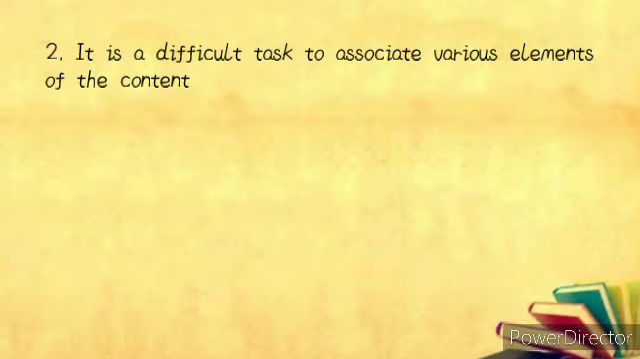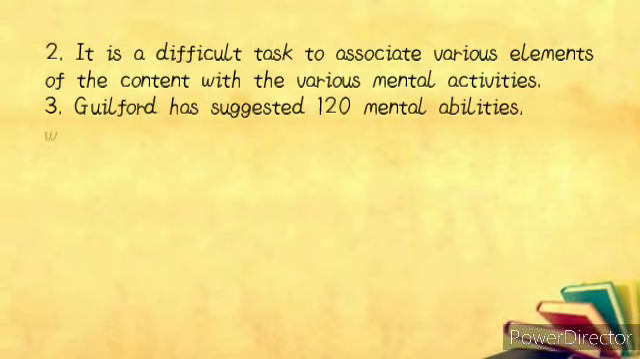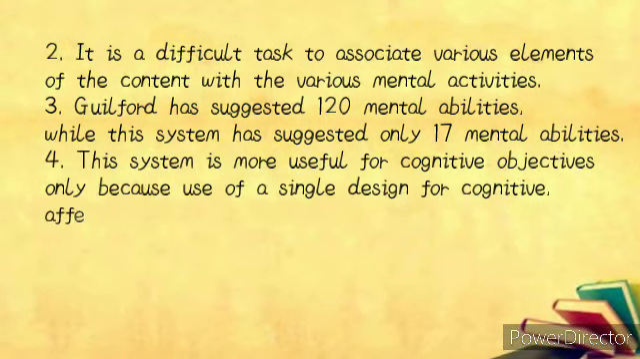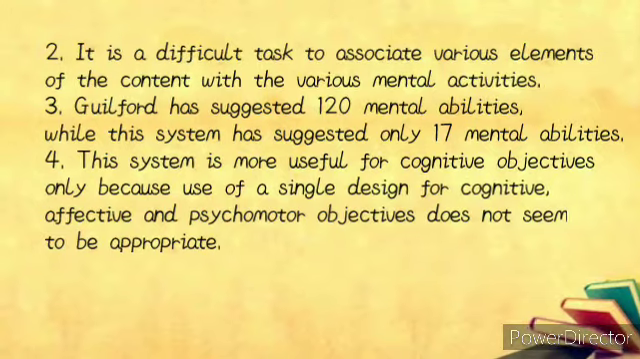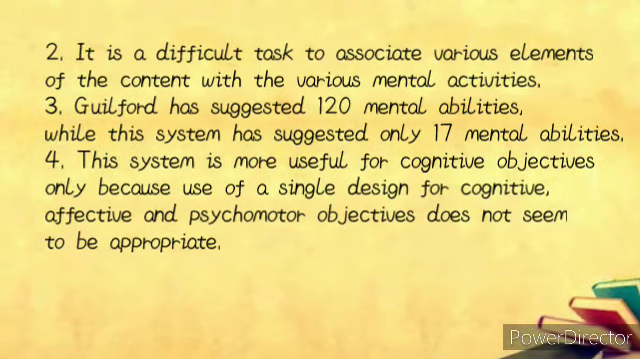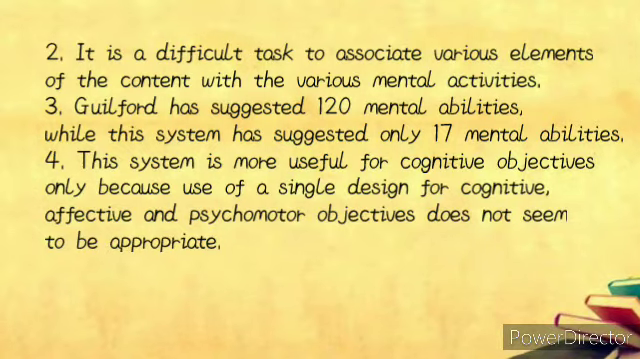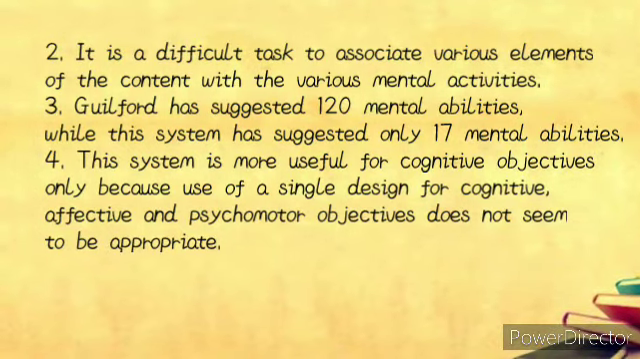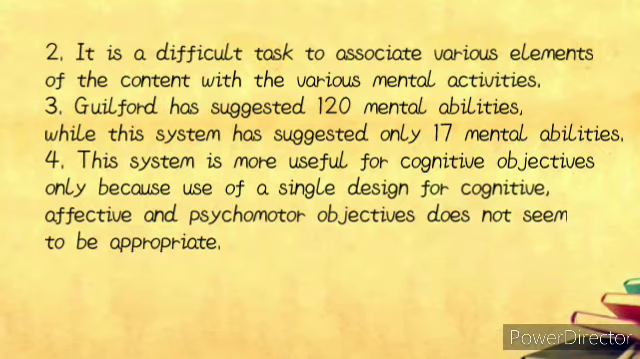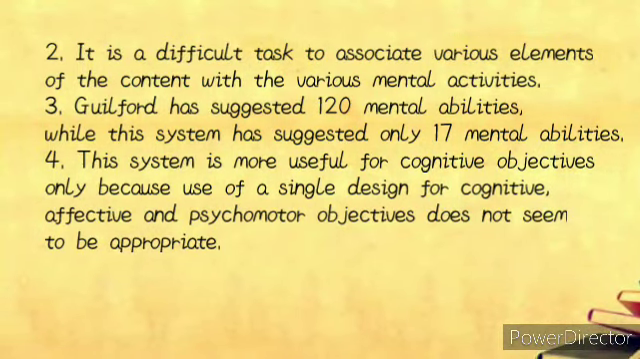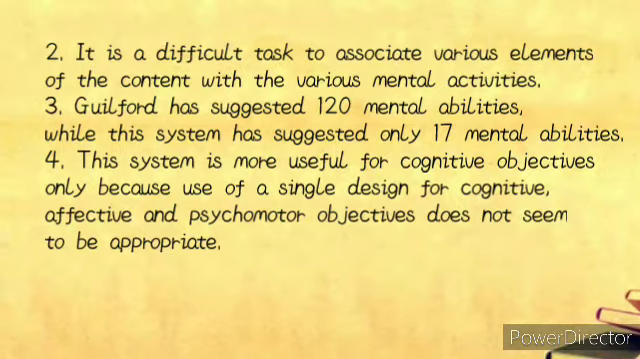Number 2, it is a difficult task to associate various elements of the content with the various mental activities. Number 3, Guilford has suggested 120 mental abilities while this system has suggested only 17 mental abilities. Number 4, this system is more useful for cognitive objectives only because use of a single design for cognitive, affective, and psychomotor objectives does not seem to be appropriate.